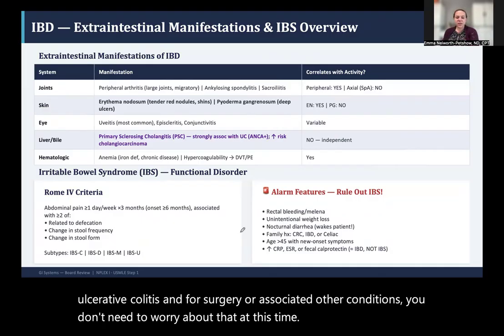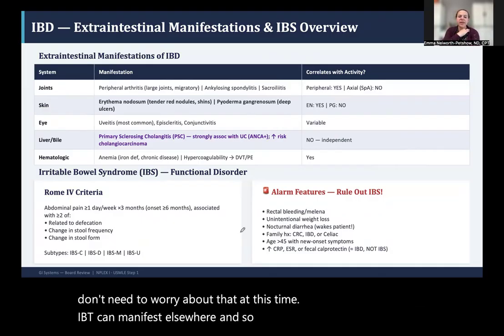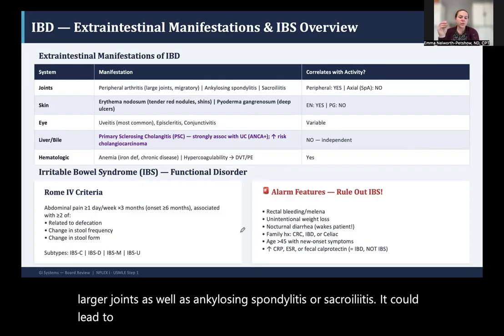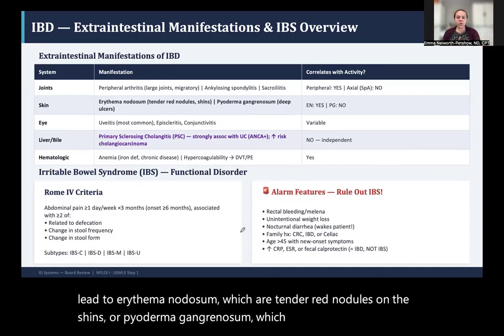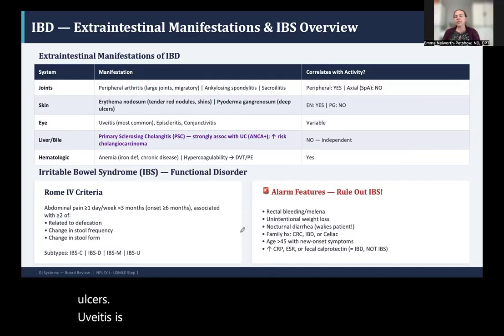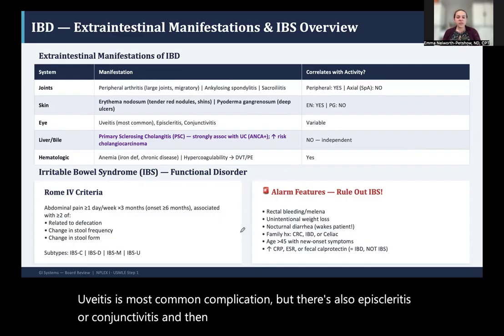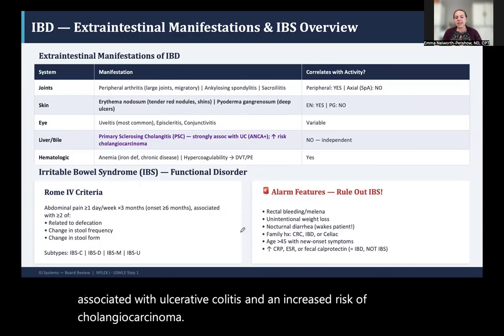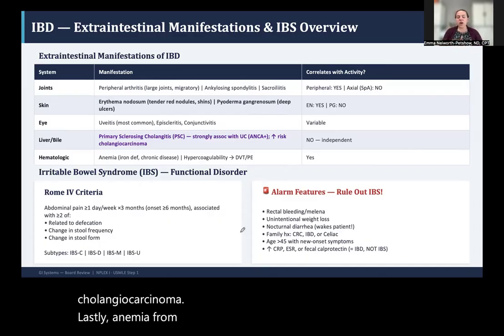IBD can manifest elsewhere, and so it can cause joint pain in the larger joints, as well as ankylosing spondylitis or sacroiliitis. It could lead to erythema nodosum, which are tender red nodules on the shins, or pyoderma gangrenosum, which is more deep-seated ulcers. Uveitis is the most common complication, but there's also episcleritis or conjunctivitis. And then primary sclerosing cholangitis is strongly associated with ulcerative colitis and an increased risk of cholangiocarcinoma. Lastly, anemia from iron deficiency or chronic disease can occur, hypercoagulability, and a DVT.